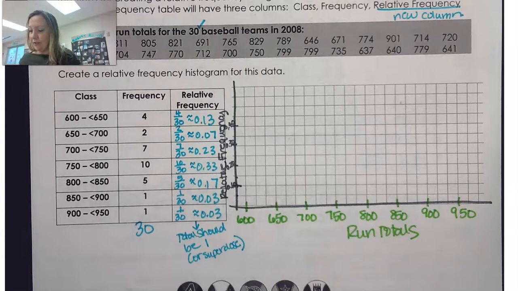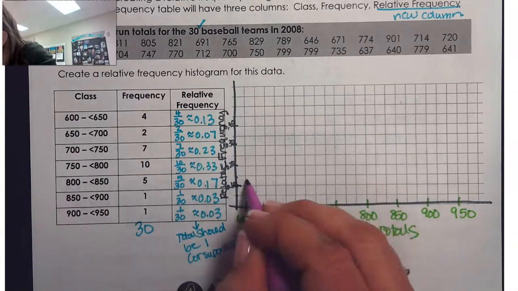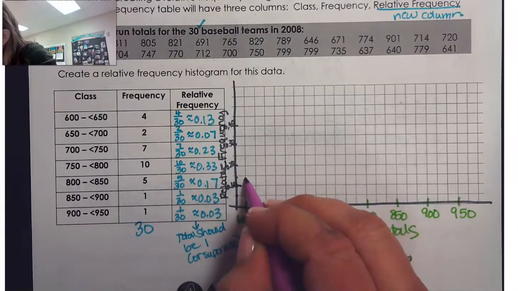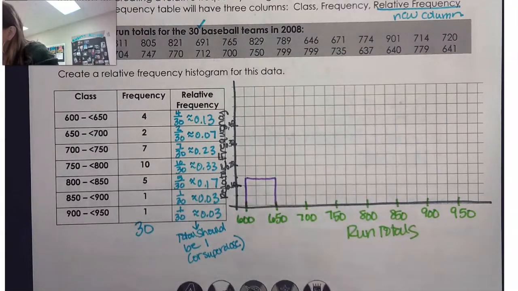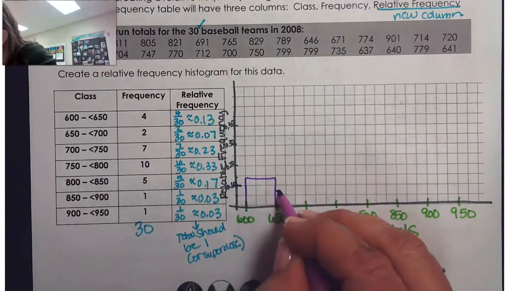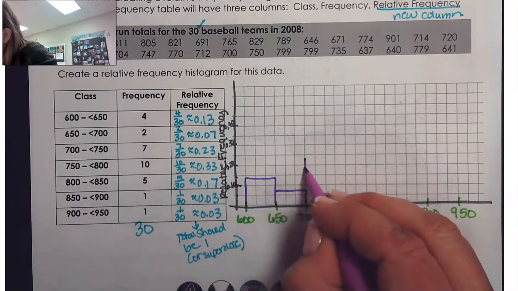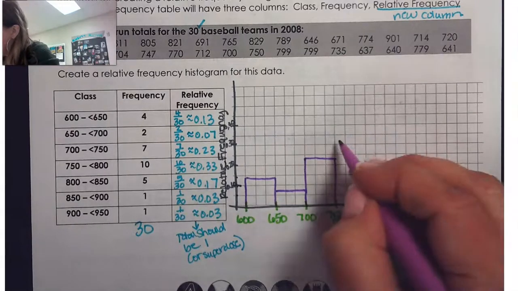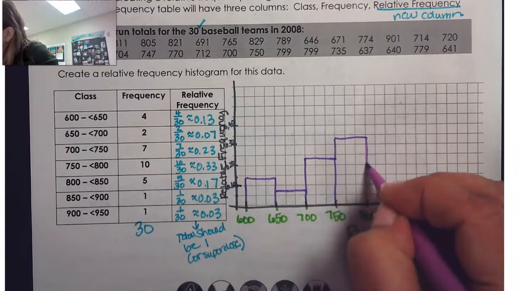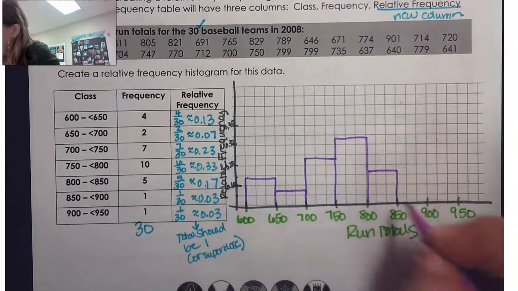Okay. All right, so now we're going to draw the bars to the appropriate spots. So from 600 to 650, we're going to go up to 0.13. So 0.13 is going to be a little less than 0.15. 0.07 is going to be a little more than 0.05. 0.23 is going to be between 0.20 and 0.25. Okay. So just kind of guesstimate your best as far as where these are going to land. Usually people don't have a problem with this.